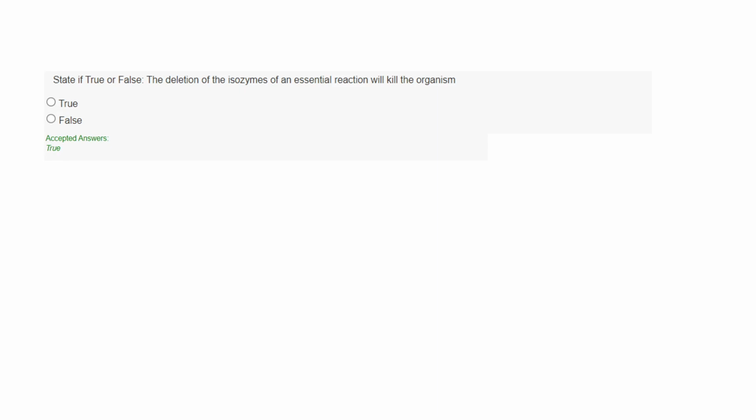Yeah. If only the isozyme is being deleted, then there are some other enzymes which are similar to that, so it can survive, right, sir? Yeah. But the question here is basically different.